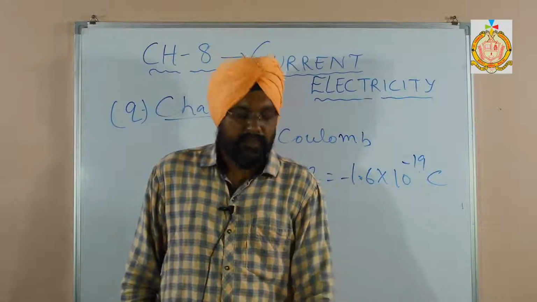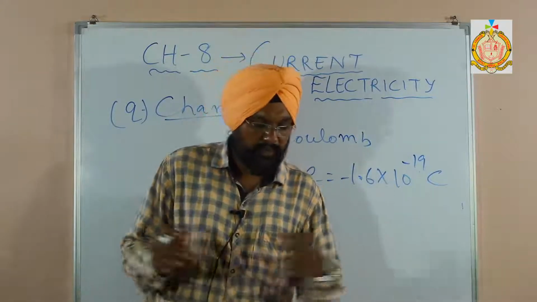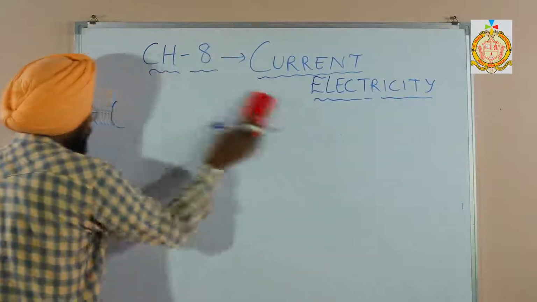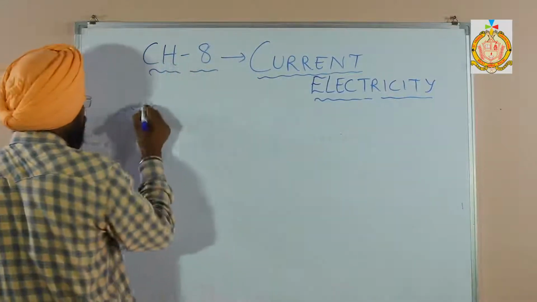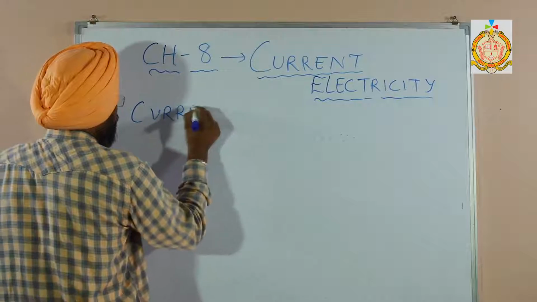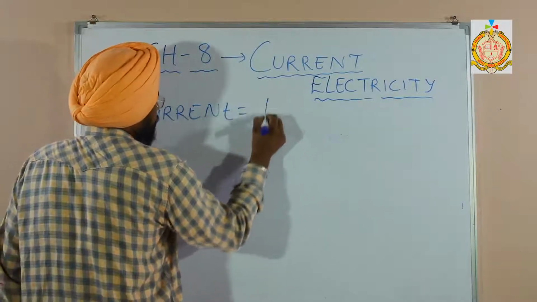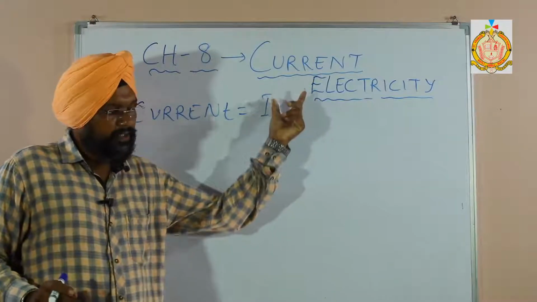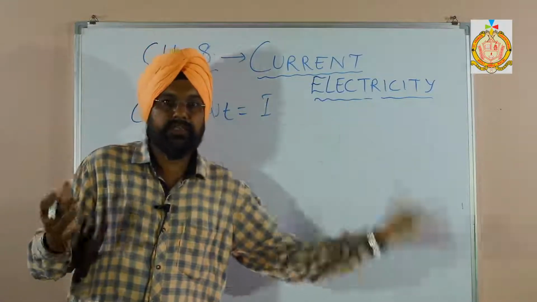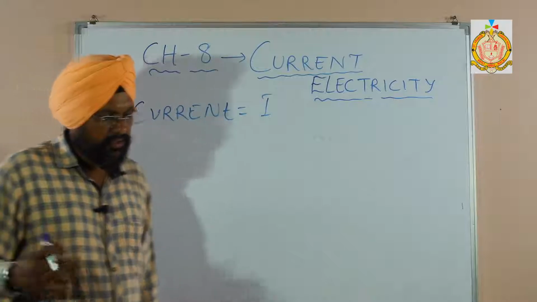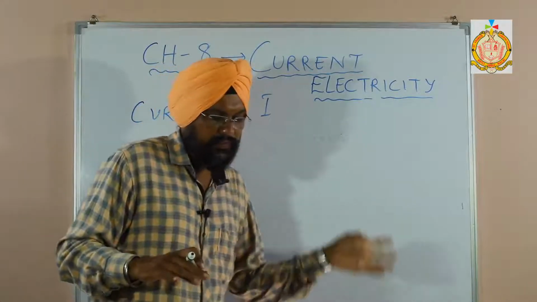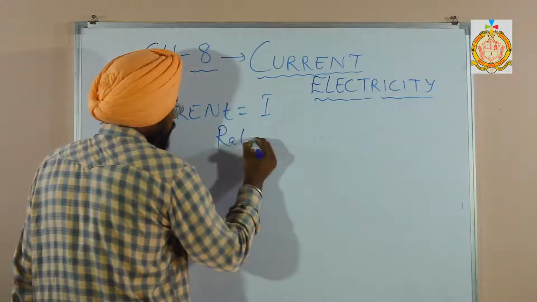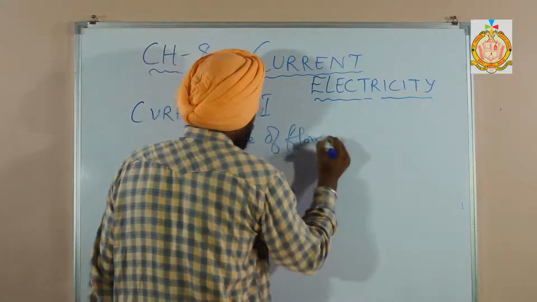Next we have current. How is current made up? The symbol for current is I. Current is made up of charge: when the charge is in motion, it constitutes a current. So the charge in motion constitutes electric current. Current is defined as the rate of flow of charge.